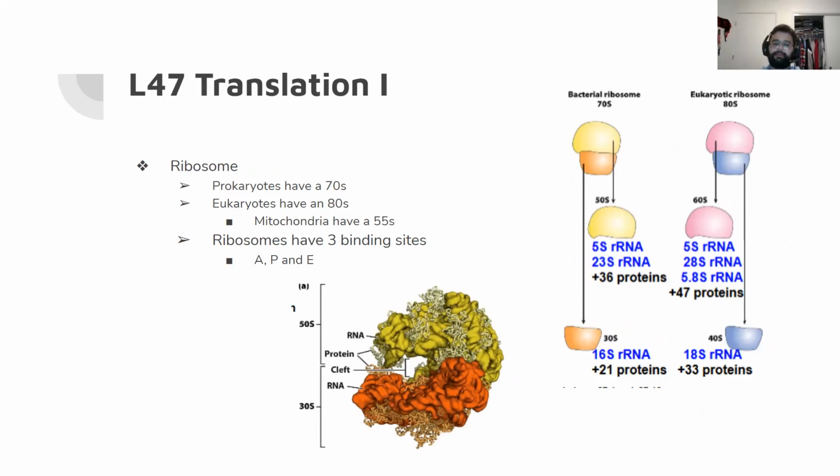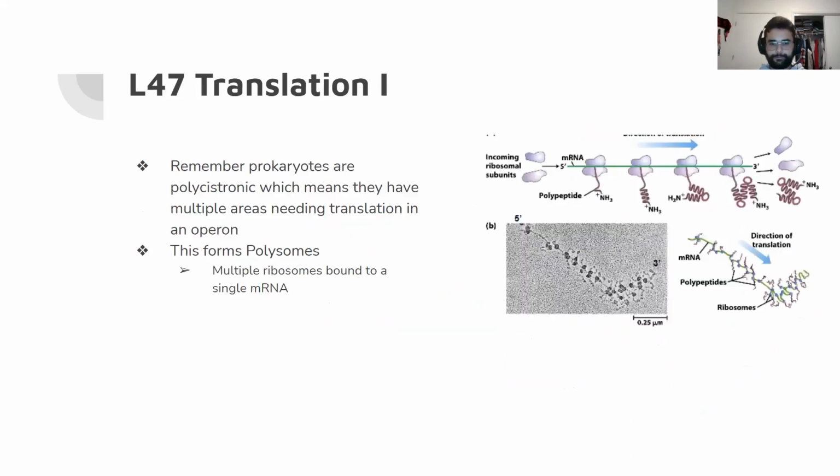Our prokaryotes have a 70S ribosome, our eukaryotes have an 80S. Our mitochondria also have a ribosome, but they're a 55S. And our ribosome has 3 very specific binding sites, our A, P, and E sites.